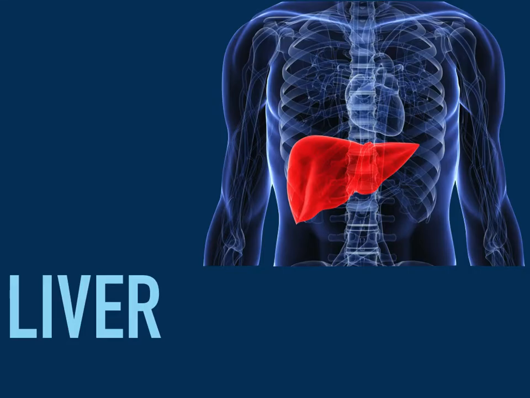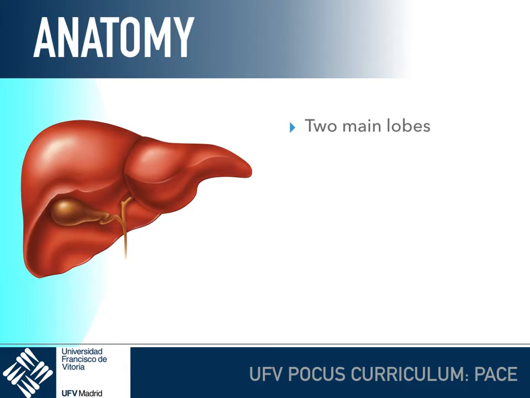The second structure we are going to evaluate is the liver. The liver, for us, is a solid organ inside the thorax, the theoretical thorax, and is composed of two main lobes.